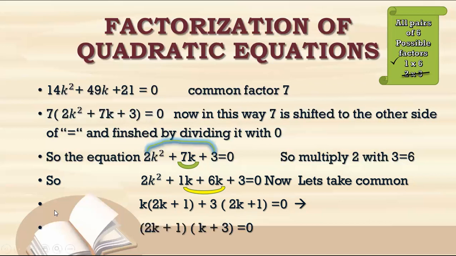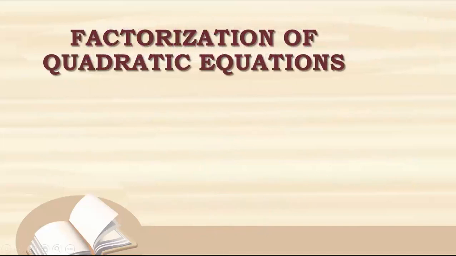In the last step, we see that 2k plus 1 and 2k plus 1 are both the same factor. So again we take 2k plus 1 common, and what is left before this bracket is k, and what is left is plus 3. So these are the factors of our equation.